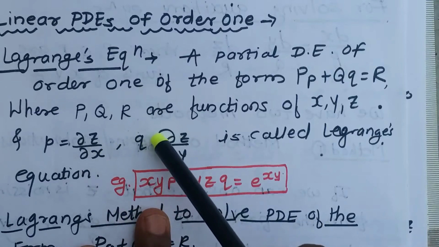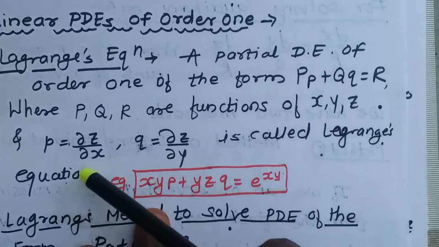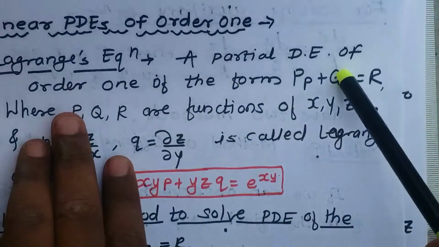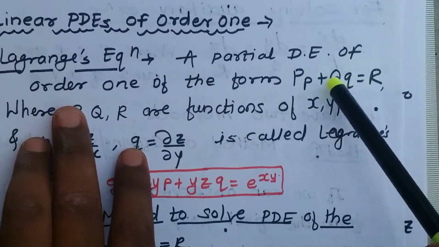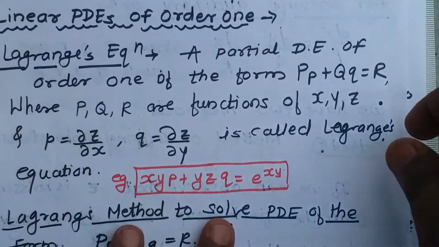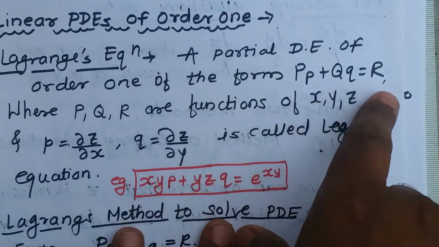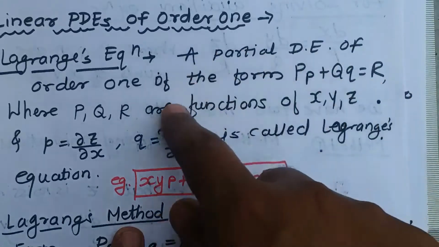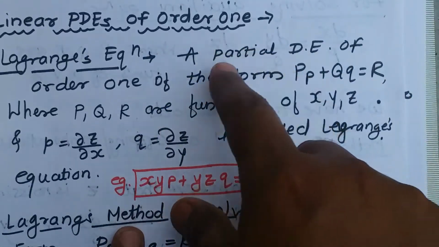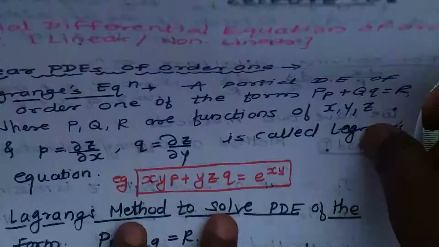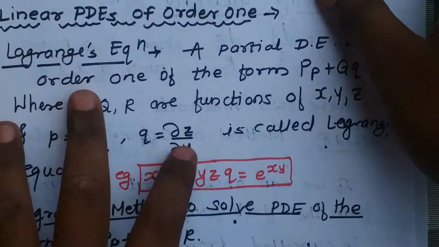These values we have already discussed. It's called Lagrange's equation, and we are going to solve this type of linear partial differential equation of order 1 in this particular unit. An equation of this form is called a Lagrange's equation. If any partial differential equation of order 1 can be written in this form, then that equation will be called a Lagrange's equation.